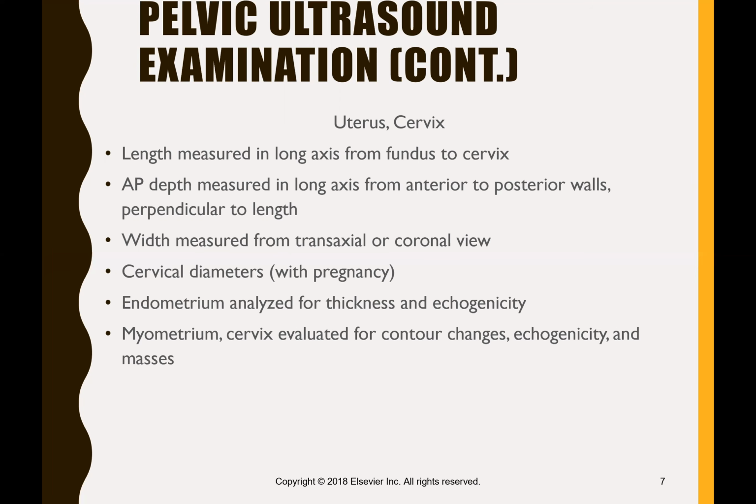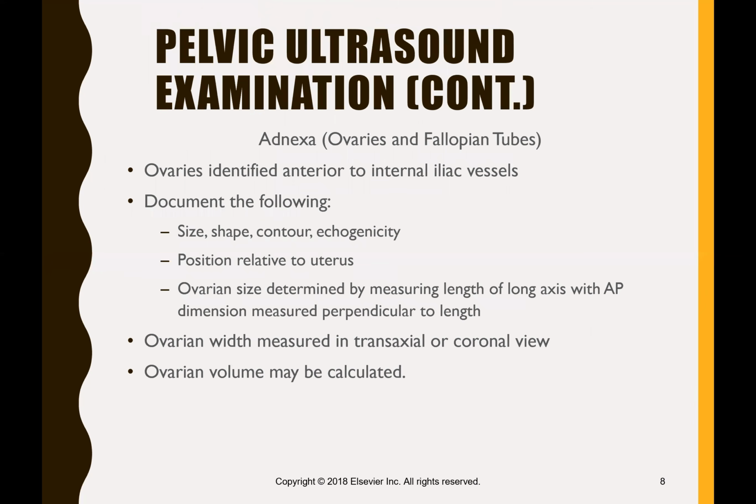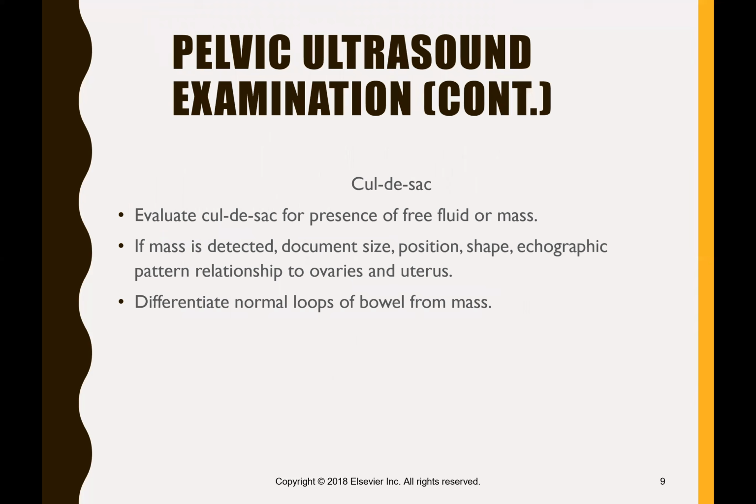The endometrium is definitely analyzed for thickness and echogenicity, and we measure that. And then we look at the myometrium for changes in echogenicity, and if the patient has any fibroids. The ovaries are identified anterior to the internal iliac vessels, and we'll look at the size, shape, contour, and echogenicity, the position relative to the uterus, and the ovarian size. If there is a large cyst, we will also measure it. Little follicular cysts are really normal, so we don't tend to measure those.